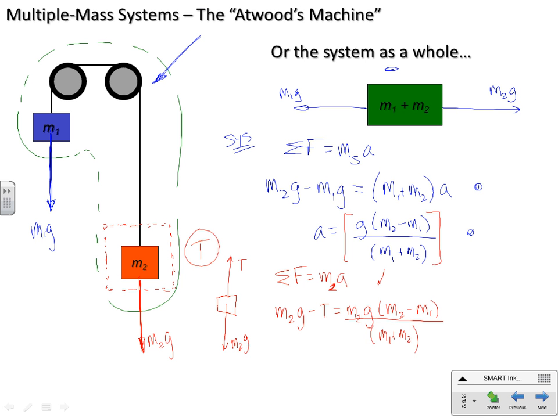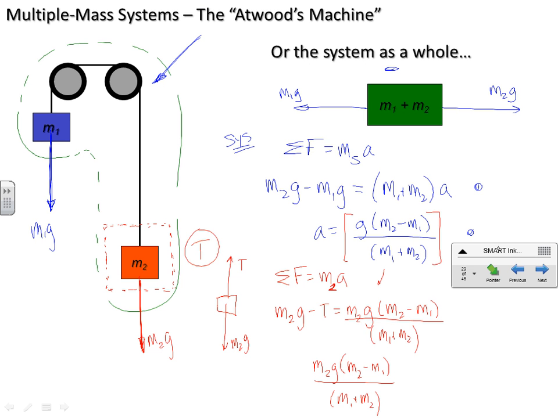All right, so the tension is M2G, M2 minus M1 over M1 plus M2. Sorry. Well, I'll do this. I'll make it work, don't worry. So that goes over there. It really has to be this. M2G minus that equals the tension.